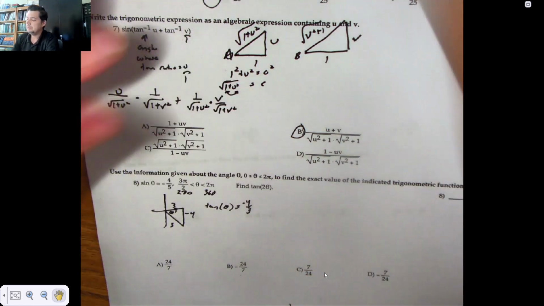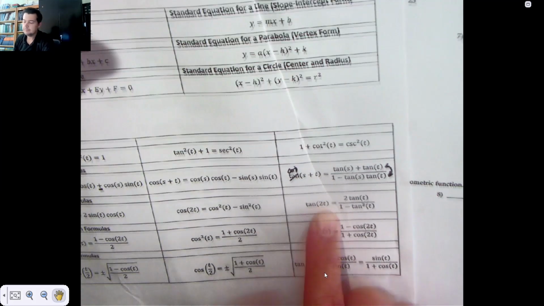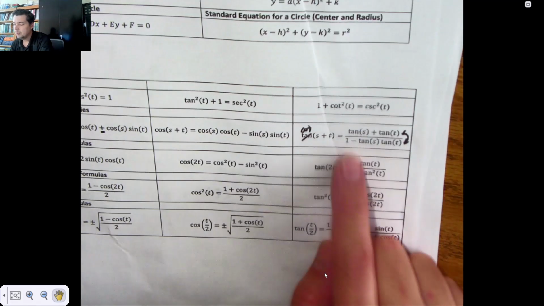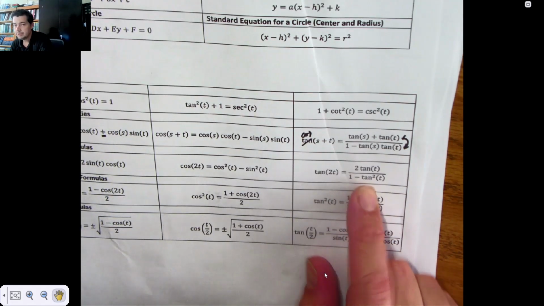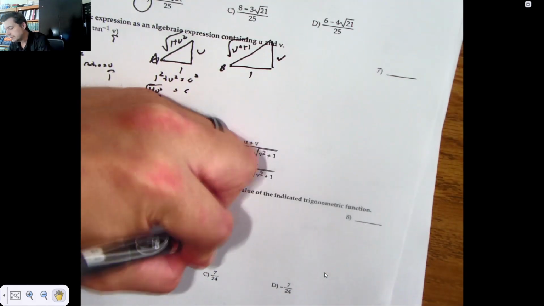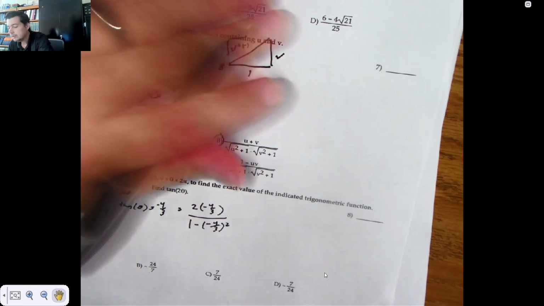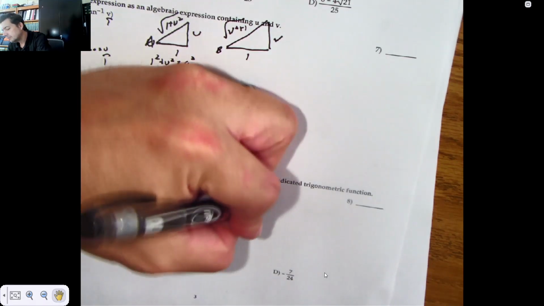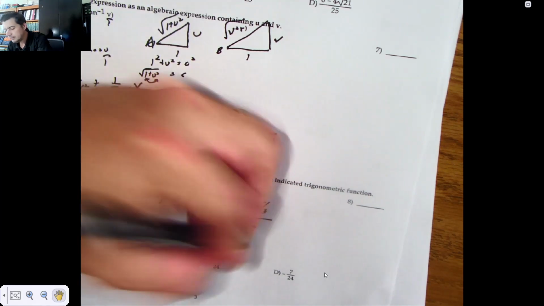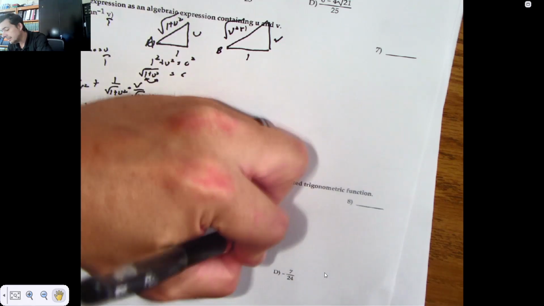So now I can use my little formula, the tangent of twice t. According to my little sheet, it is 2 tangents of t, negative 4/3, sitting pretty over 1 minus tangent squared of t. So 1 minus a negative 4/3 squared. And I just cranked that math out. That's going to be negative 8/3. This will be 1 minus a negative 4/3 squared, which is going to be 16/9.